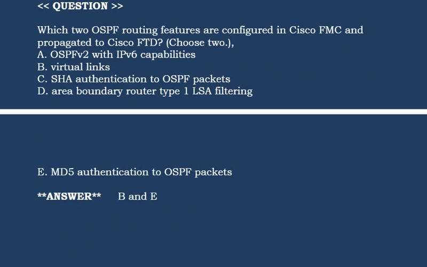Next question is, which two OSPF routing features are configured in Cisco FMC and propagated to Cisco FTD? Choose two options. Option A. OSPFv2 with IPv6 capabilities. Option B. Virtual links. Option C. SHA authentication to OSPF packets. Option D. Area Border Router Type 1 LSA filtering. Option E. MD5 authentication to OSPF packets. Correct answer is option B and option E.